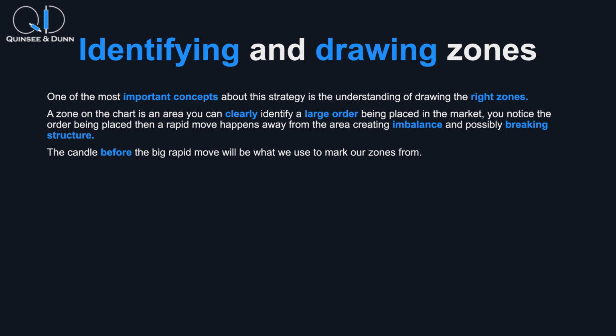So now we'll go over identifying and drawing some zones. One of the most important concepts about this strategy is the understanding of drawing the right zones. A zone on the chart is an area where you can clearly identify a large order being placed in the market. You notice the order being placed, then a rapid move happens away from the area, creating imbalance and possibly breaking structure. The candle before the big rapid move will be what we use to mark up our zone from.